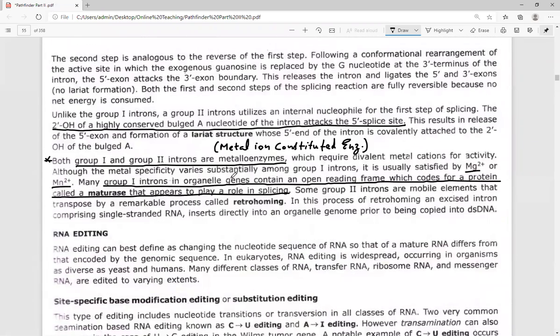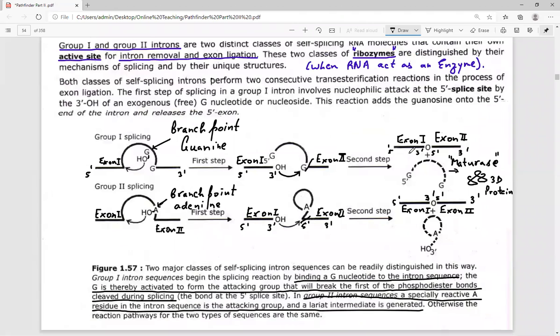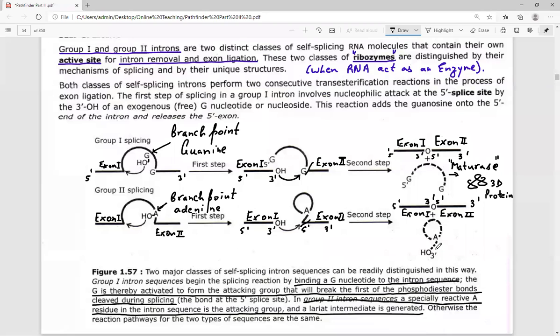Secondly, in other cases, group second introns are mobile elements that transpose through a remarkable process called retrohoming. In this retrohoming, the RNA molecule that has been removed in the case of group second introns, this is the RNA intron, will be removed and reverse transcribed to form a DNA molecule. And this DNA molecule that has been produced can be inserted into a new site within the genome.